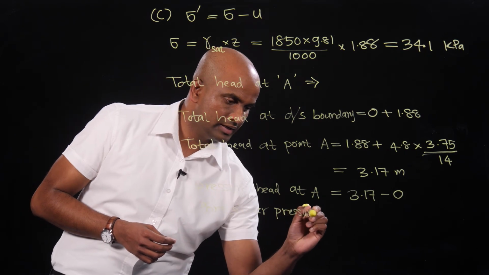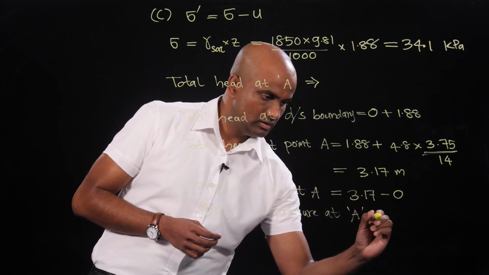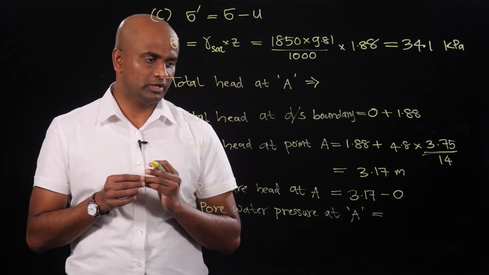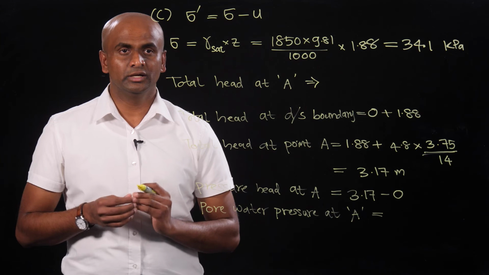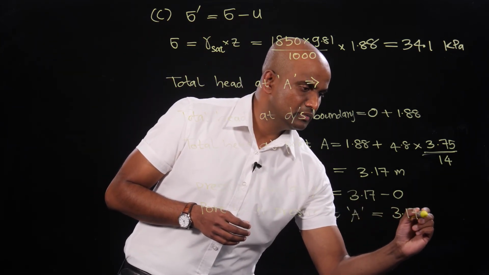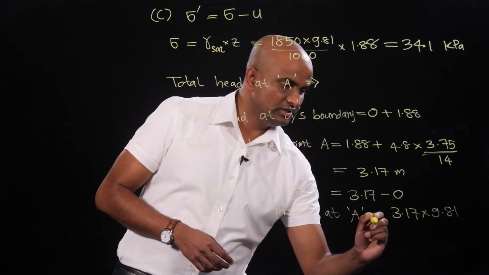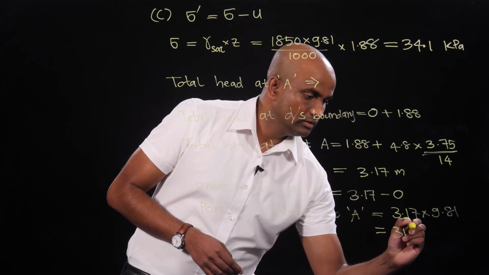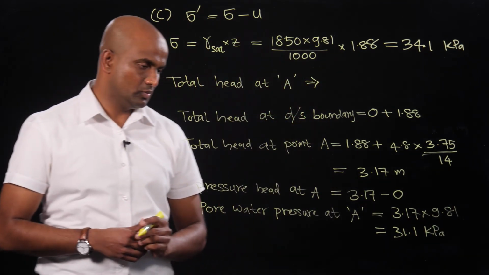Pore water pressure at A. Basically, pressure head means the pore water pressure divided by the unit weight of water. Therefore your pore water pressure is the pressure head multiplied by the unit weight of water, which is 3.17 multiplied by 9.81, which will give you 31.1 kilopascal. So that is your pore water pressure.